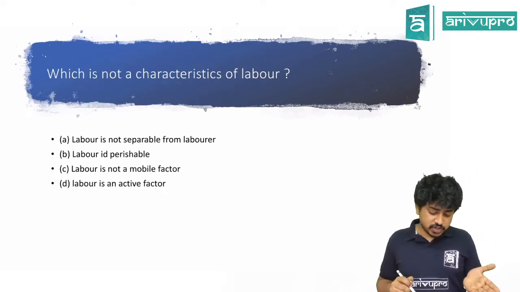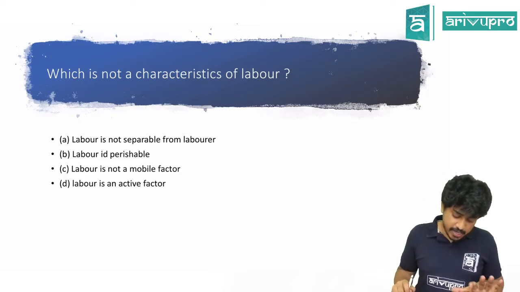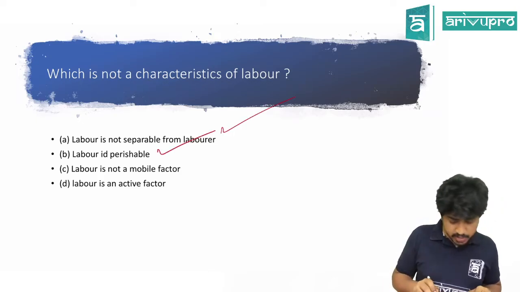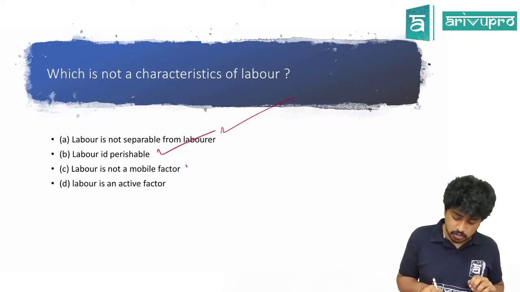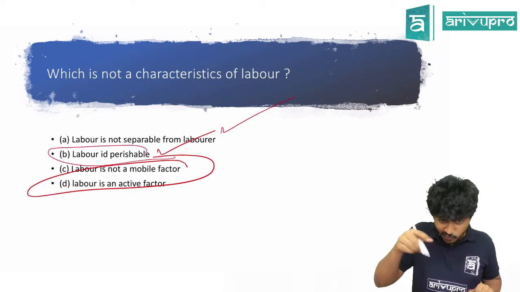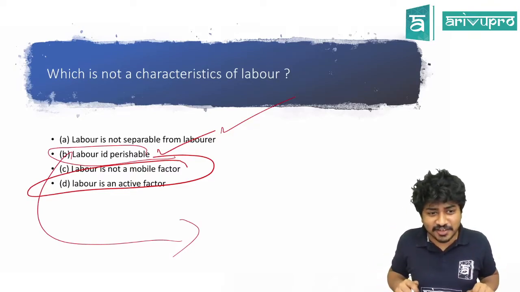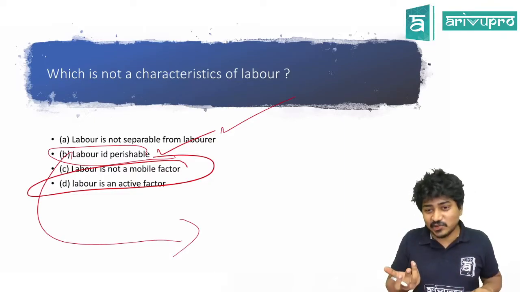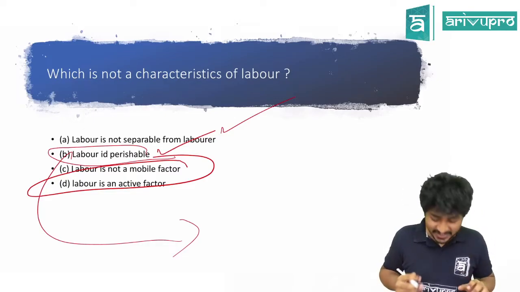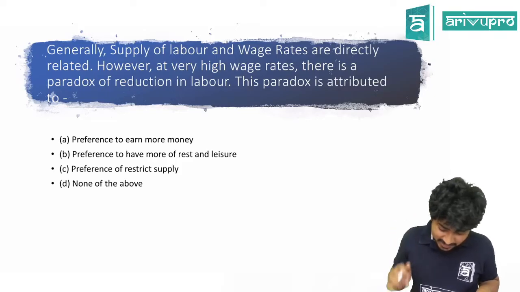Which of the following is not a characteristic of labor? A, labor is not separable from the laborer. Correct. Labor is perishable. Yes. Labor is not a mobile factor. It is a mobile factor. One for jokes only. That land guy who asked those questions said, labor is perishable. Sir, if I record your class, your recorder is there, no? It's not perishing, no? He asked me, what can I say to that? Are we clear? You are not perishable, sir, he said. Okay, done.